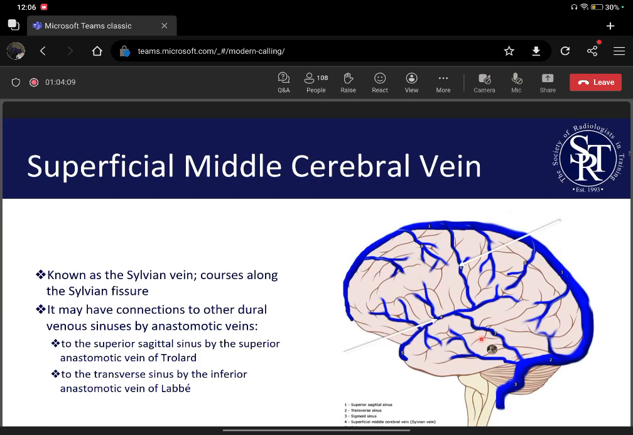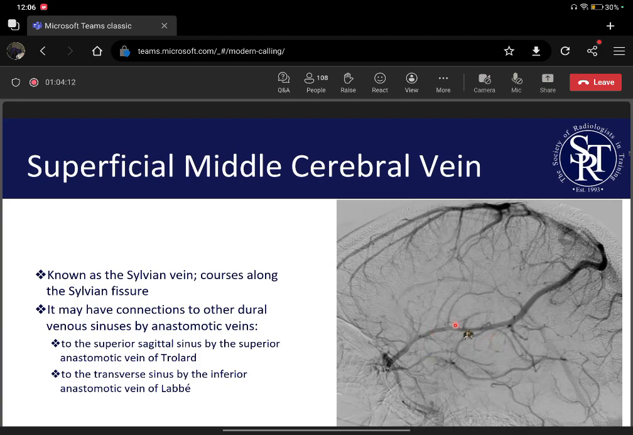Let's take a look at these two veins on an angiogram, on a DSA image of the venous phase. We can see this large superficial vein over here. That's the superficial middle cerebral vein. There's this connection coming from it anteriorly, superiorly, coming off to the superior sagittal sinus. That is the superior anastomotic vein of Trolard. And there's another vein coming from it here inferiorly that is coming off to continue to the transverse sinus, and that's the inferior anastomotic vein of Labbé. So these can come up either on a DSA image or even on a CT image, so I would suggest you familiarize yourself with their appearances.